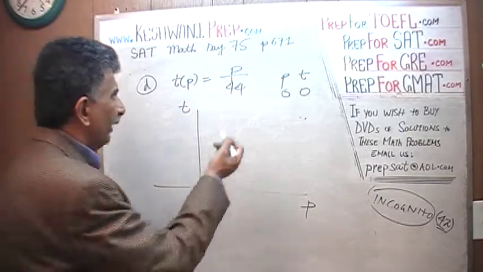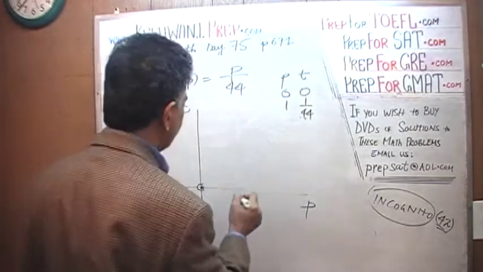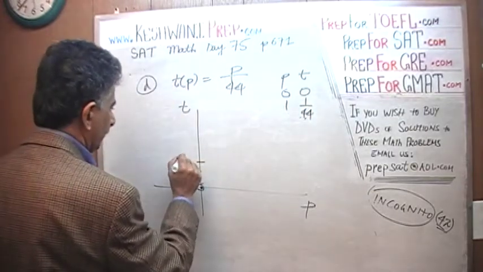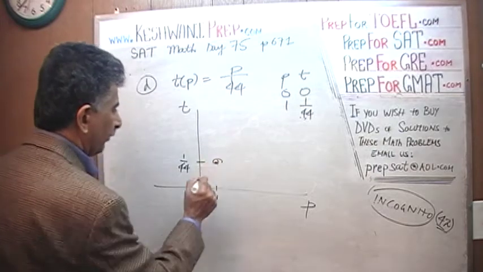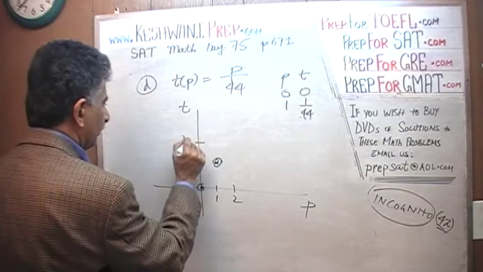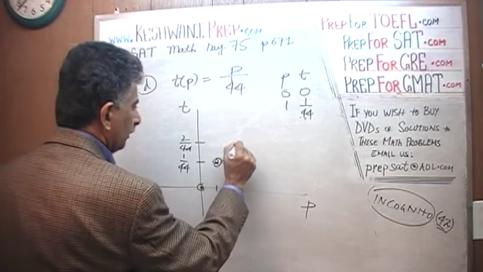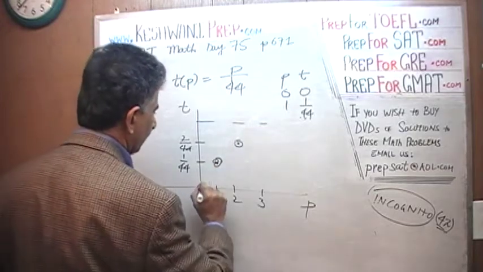And if I practice one time, the amount of time it will take me is 1 over 44. So here's our 1 over 44, let's just say. If I practice one time, it will take me 1 over 44 seconds. If I practice two times, it's going to be 2 over 44. If I practice 3 times, it will be 3 over 44. And the graph is going to look like this.